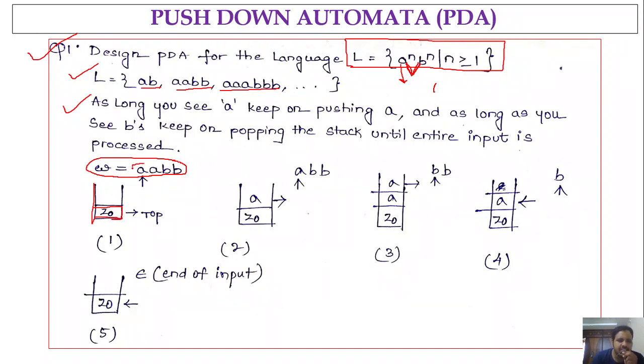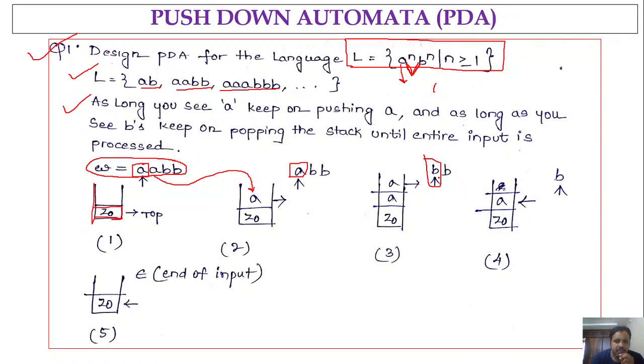What is the first symbol that we are having? A. So when you get a, push that a onto the stack. Done. What is the next input? A again. Since it is a, push that a onto the stack. So you are going to have Z naught a a. What is the next input? B. So the moment when you get a small b, pop the stack.